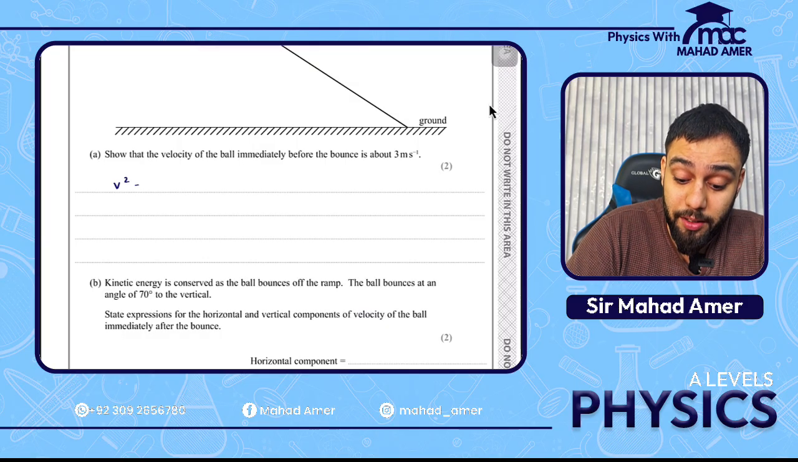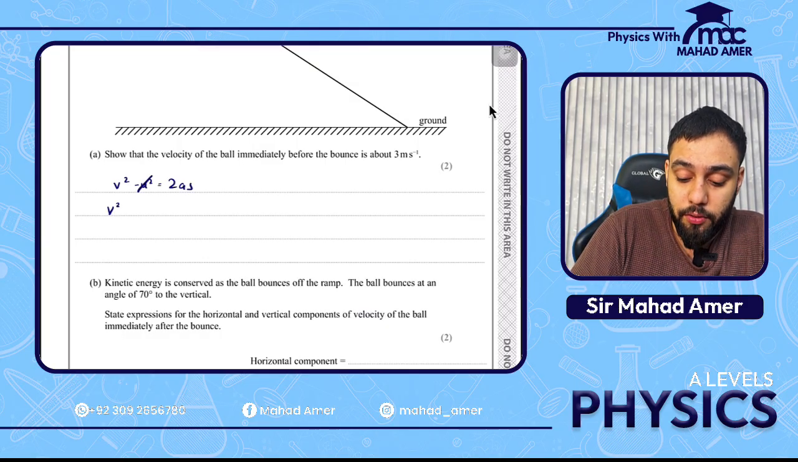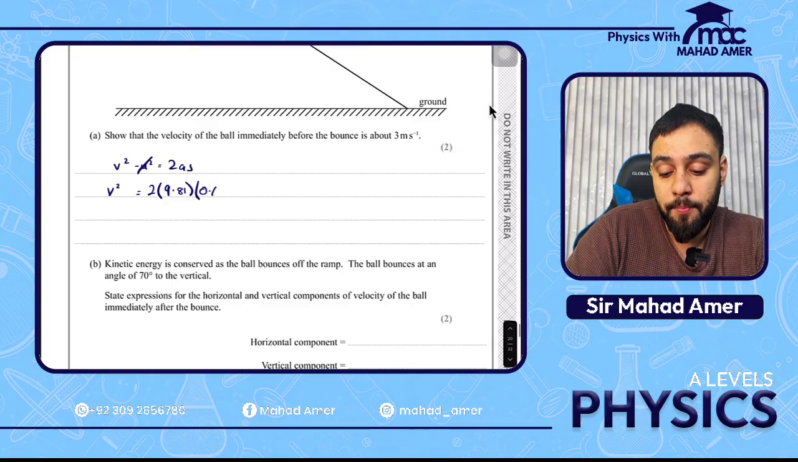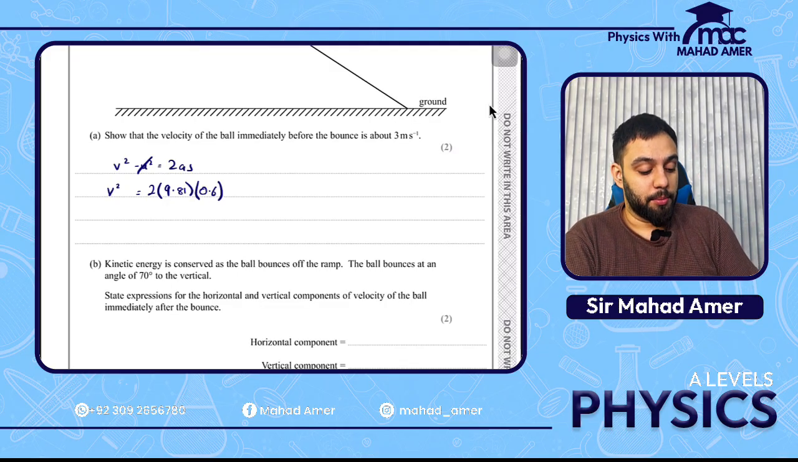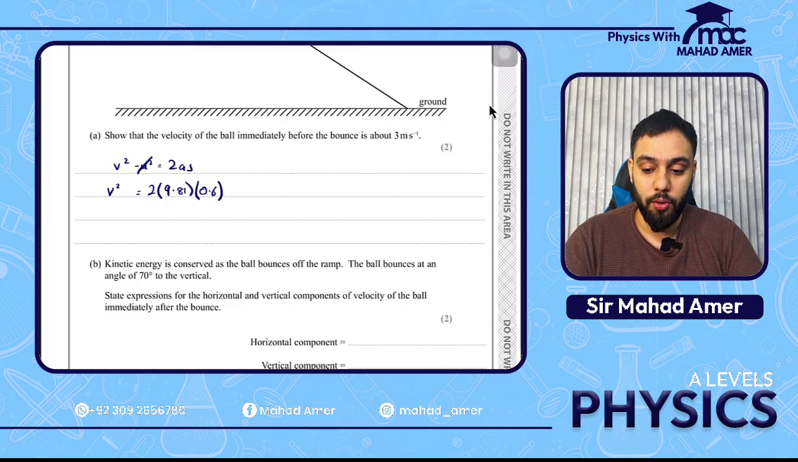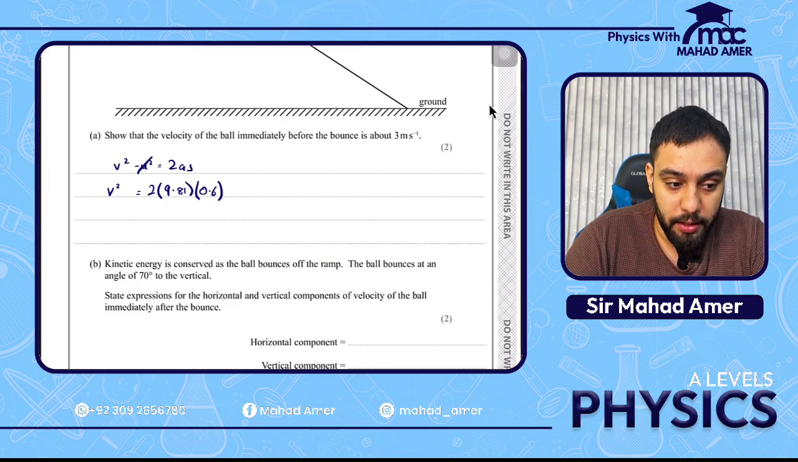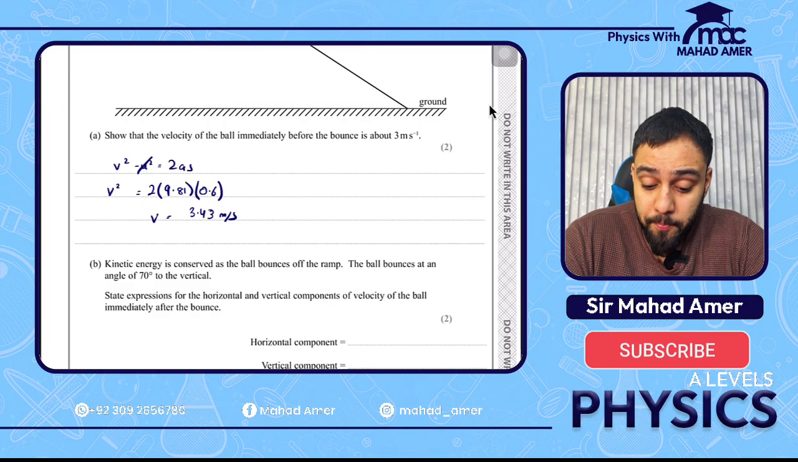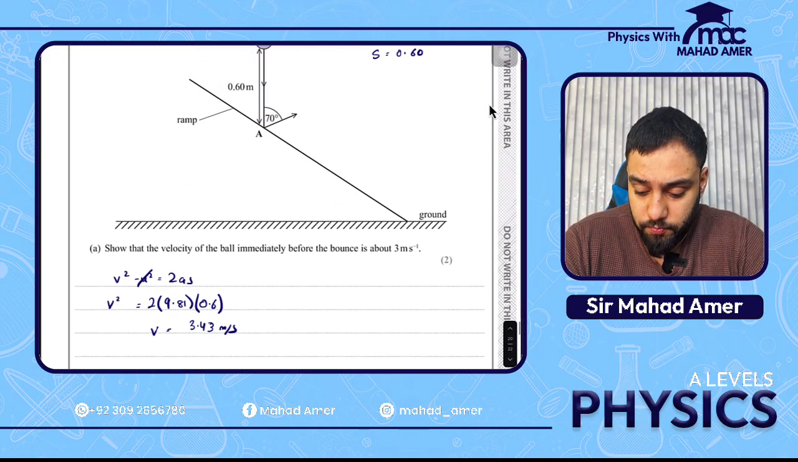We can do V square minus U square equals to 2AS. Well, we need V square. The U is 0, acceleration is going to be 9.81, and displacement is given as 0.6. So 2 times 9.81 times 0.6, you root that value, and you get the velocity, which is going to be around 3.4 meters per second. That's about that. Okay. Moving on.